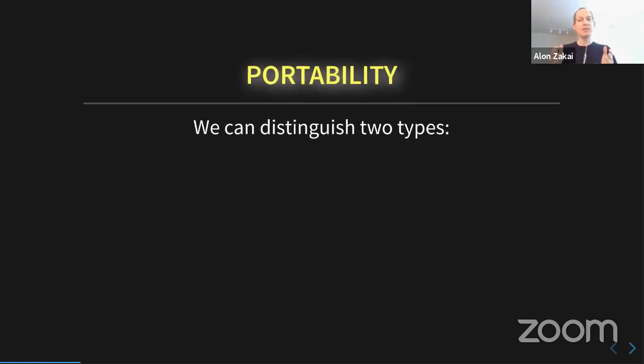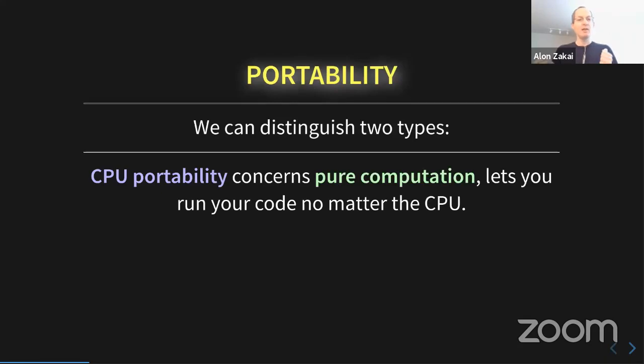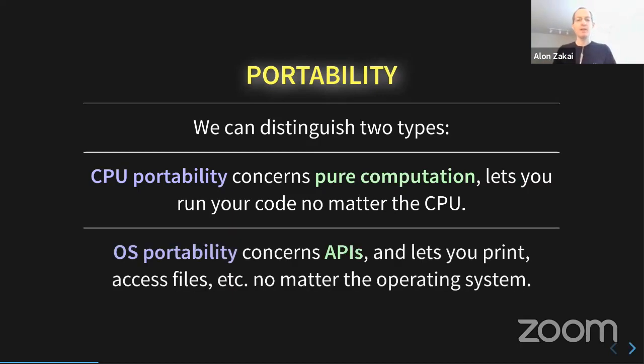Okay, so we want it to be portable. There are two types of portability we need to care about. We need CPU portability, just the ability to do pure computation, to have a single build that runs on Intel, on ARM, that doesn't care about the CPU. And we need OS portability so that we can access APIs like printing and files and maybe graphics and audio. And we need a single build to do that on any OS.